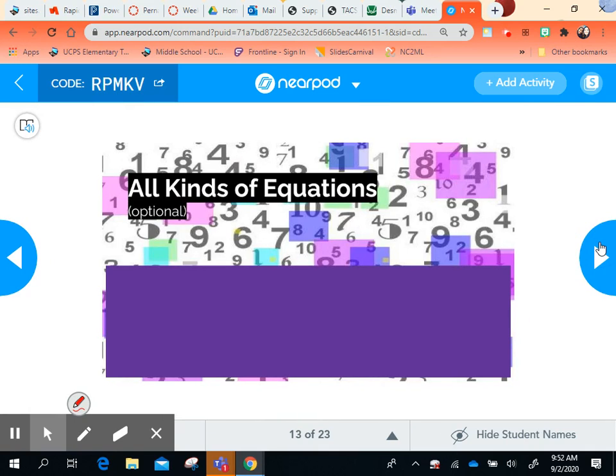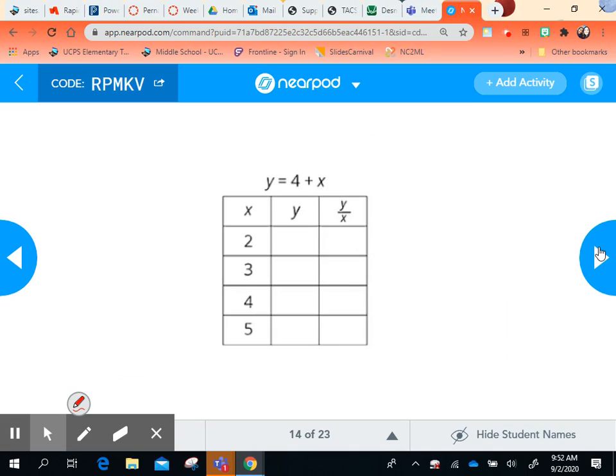All kinds of equations. So we're probably not going to go through all of them, but we're going to go through a few. So I'm going to go through this first table. Y equals 4 plus x. So just looking at that equation, let's predict, is it going to be proportional or not proportional? Not proportional. Okay, so our prediction is that it's not proportional.